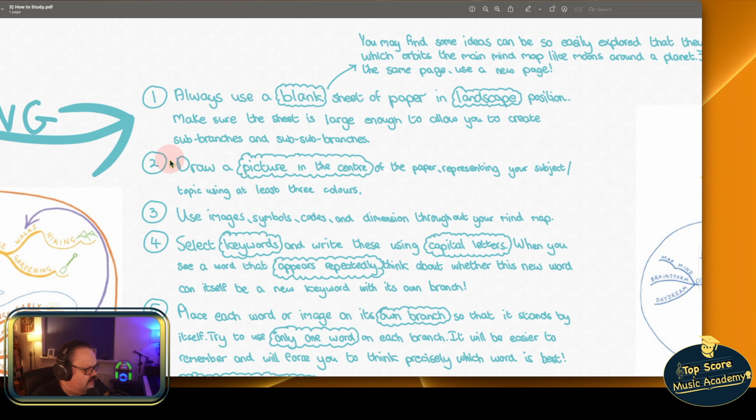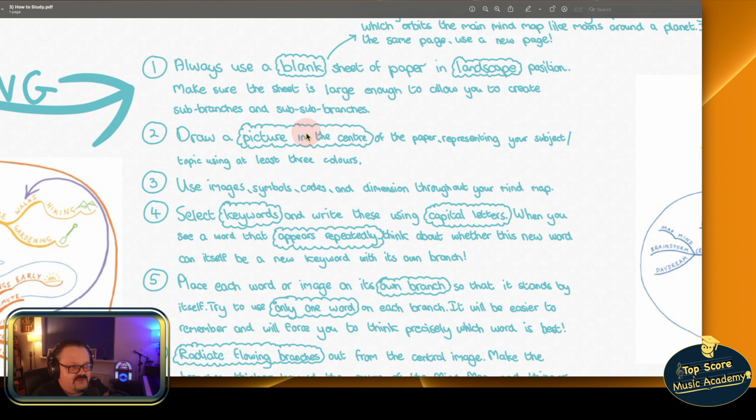It should be possible. Number 2, draw a picture in the center of the paper representing your subject or topic using at least 3 colors. I'm guilty of not always doing that, and you'll see in some of the things that I've done with my students that I rarely will put a picture in the middle, probably due to time considerations. But if I was studying the subject as a student myself, I probably would follow these as closely as I could.